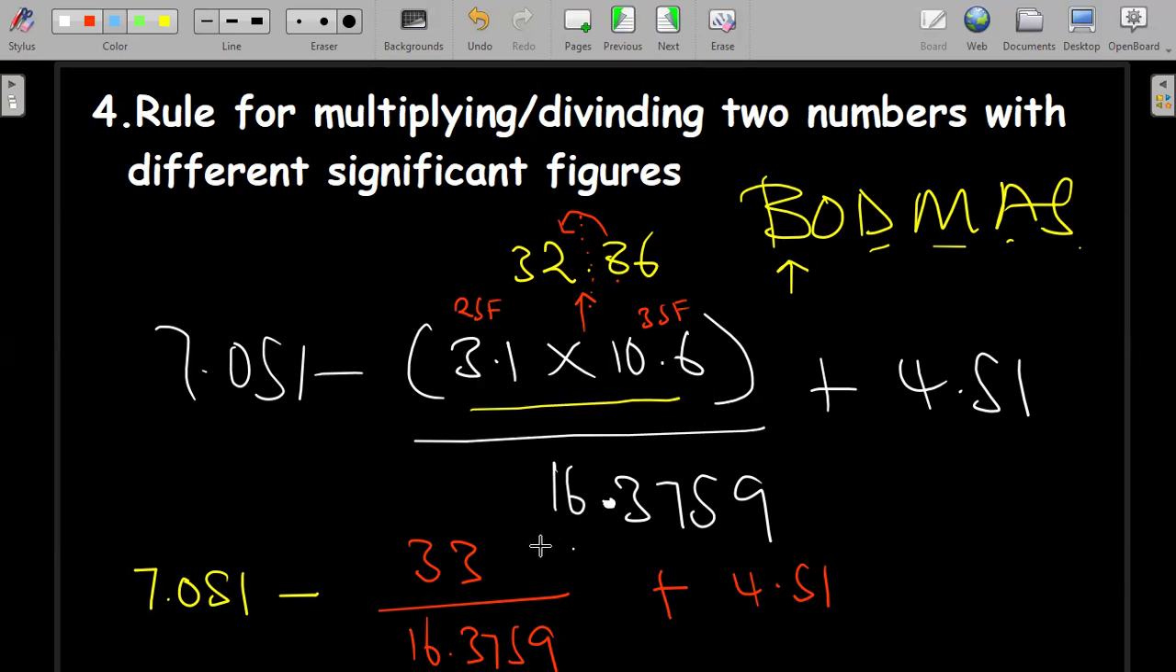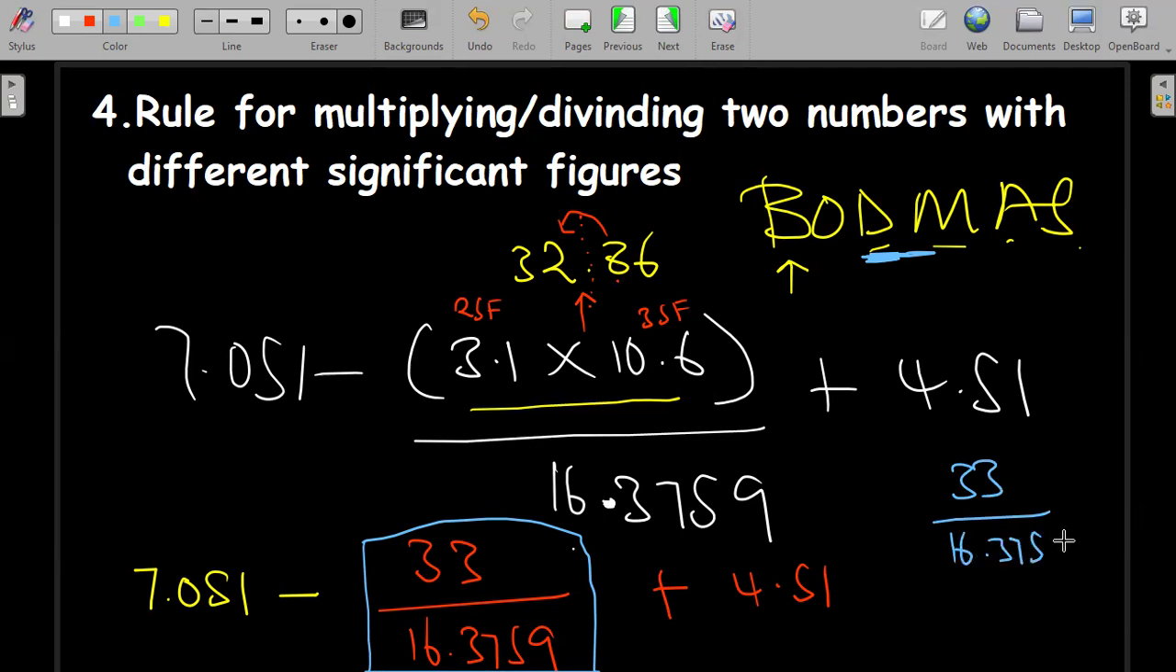What we have in the bracket there, we have gotten 33. Okay, and then from there, we've dealt with what we had in the brackets. The next one will just be division. So we have to deal with this part first. Just go on your calculator and type these values like that. So I have 33 divided by 16.3759. When I divide that, I'm going to get 2.0151564189. So this is the number that I'm getting.